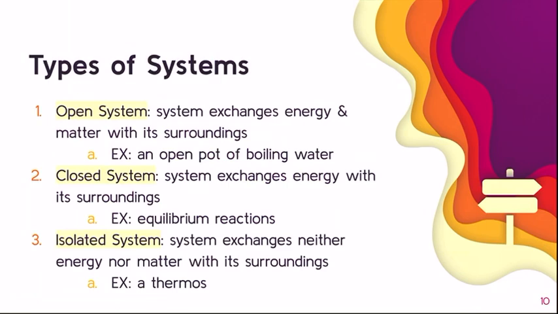Second, we have a closed system in which a system will exchange energy with its surroundings, just energy, not matter. So for your chapter 15 equilibrium reactions, you will exchange energy with its surroundings, but not matter. Lastly, we have an isolated system. In this, a system will exchange neither energy nor matter with its surroundings.